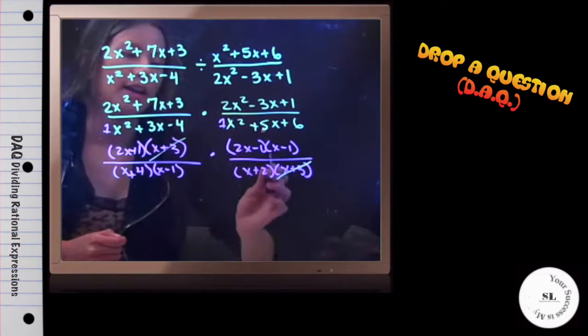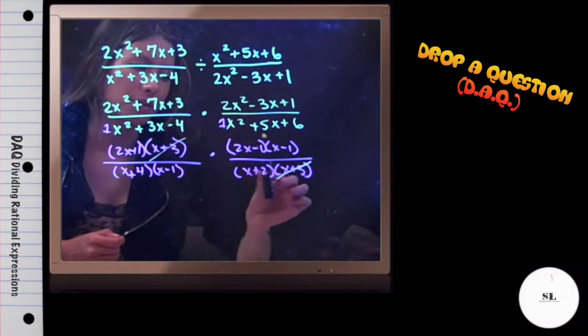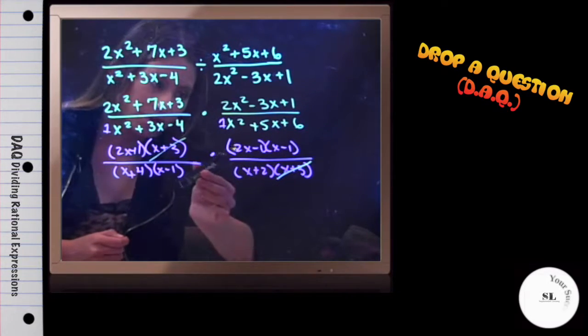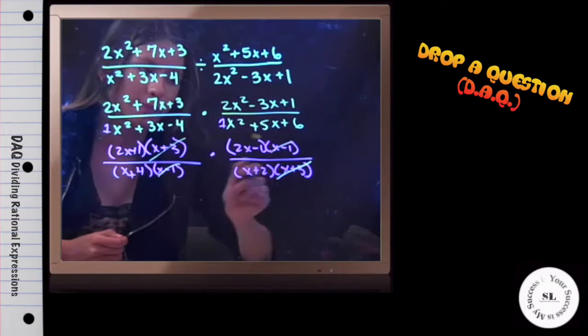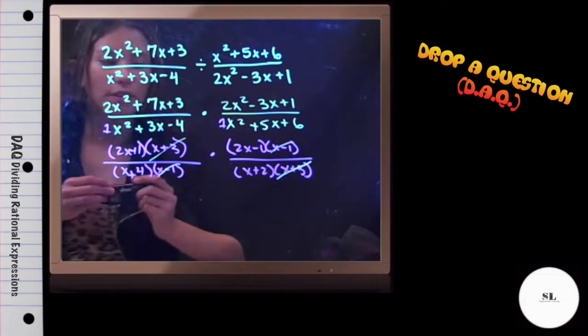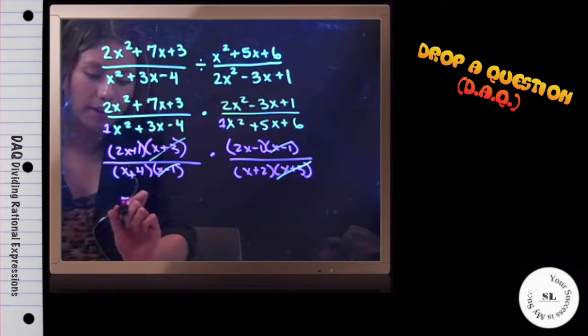In the second fraction, I'm looking vertically. There's nothing I can really cancel out here. And then diagonally, I have an x minus 1 and an x minus 1. So once I have those canceled out, anything remaining will be my final answer.